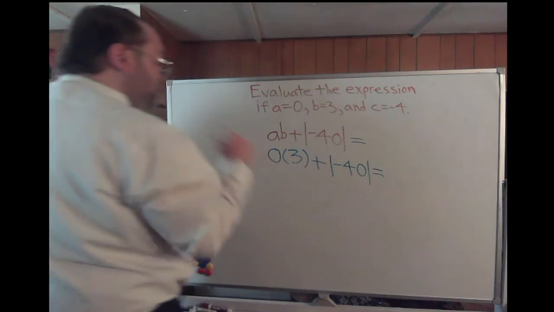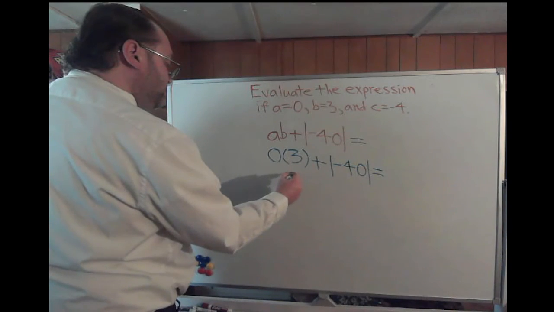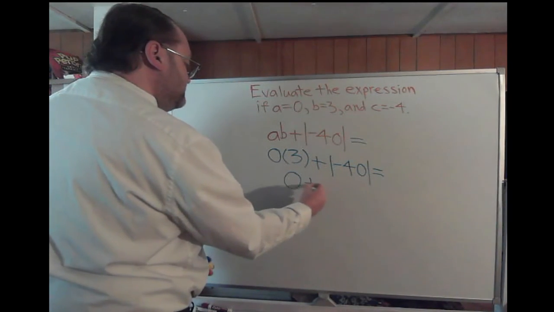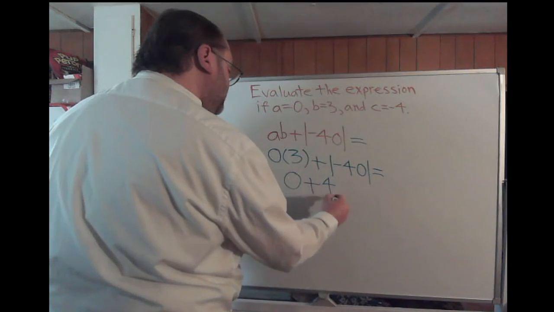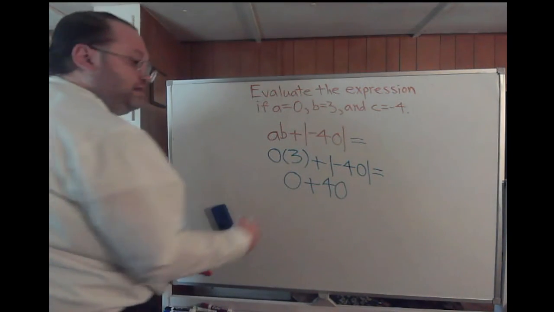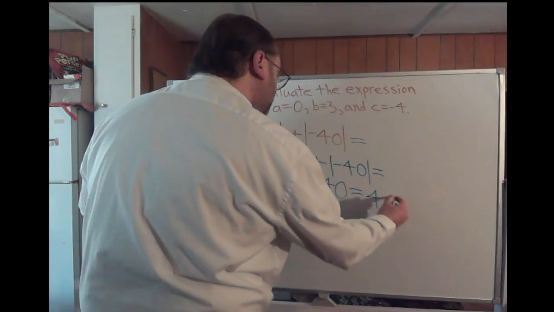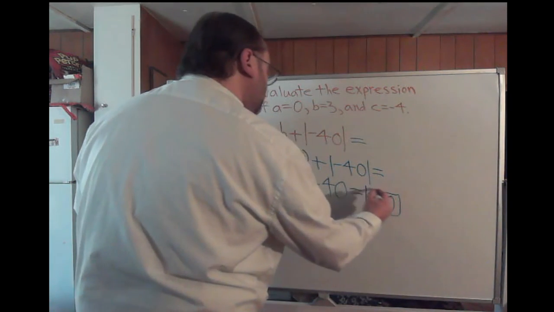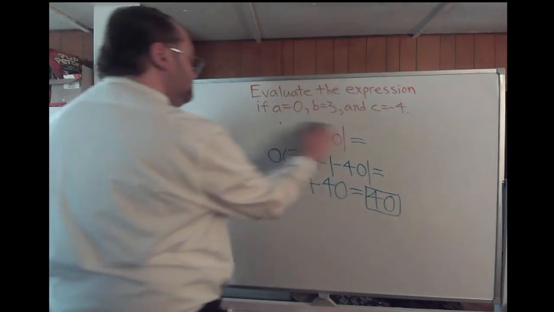Okay? Well, 0 times any number is 0. So you'll end up having 0 plus the absolute value of negative 40. Well, that's just 40. So 0 plus any number is that number, so it would be 40. That would be your answer, positive 40. Pretty simple stuff.